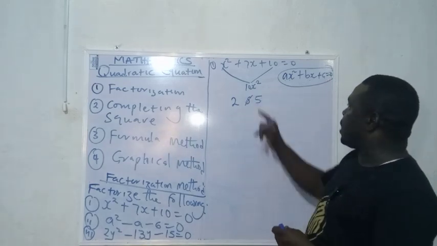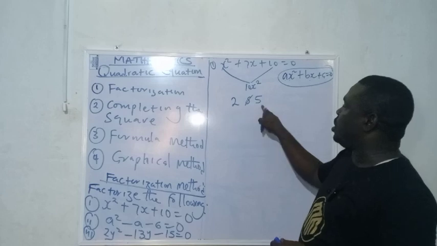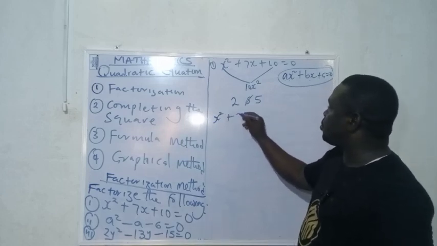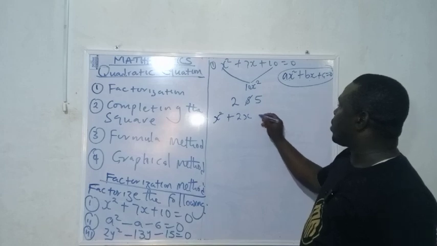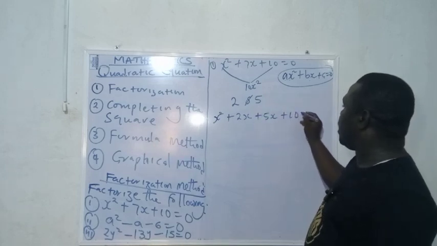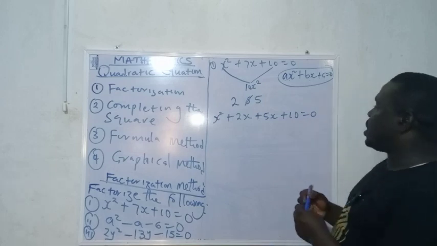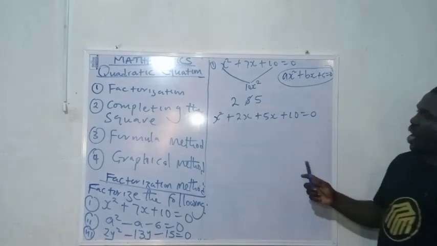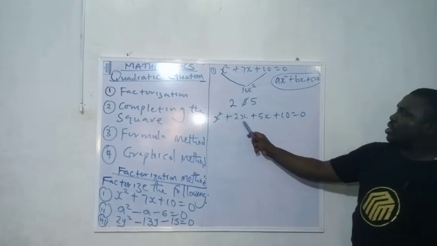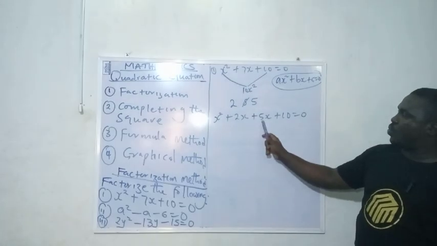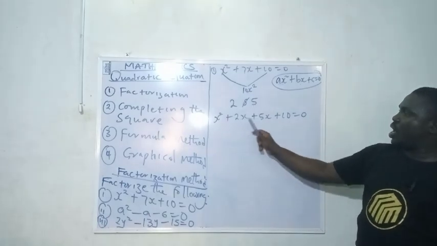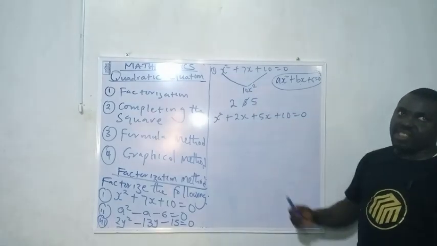So what do we do? We simply replace the middle term with these two factors. So I will have x squared plus 2x plus 5x plus 10 equals 0. What I've done is, I will ask myself, the middle term replacing this, let me check it out. 2 times 5, 10. x times x, x squared. 2x plus 5x, 7x, exactly.